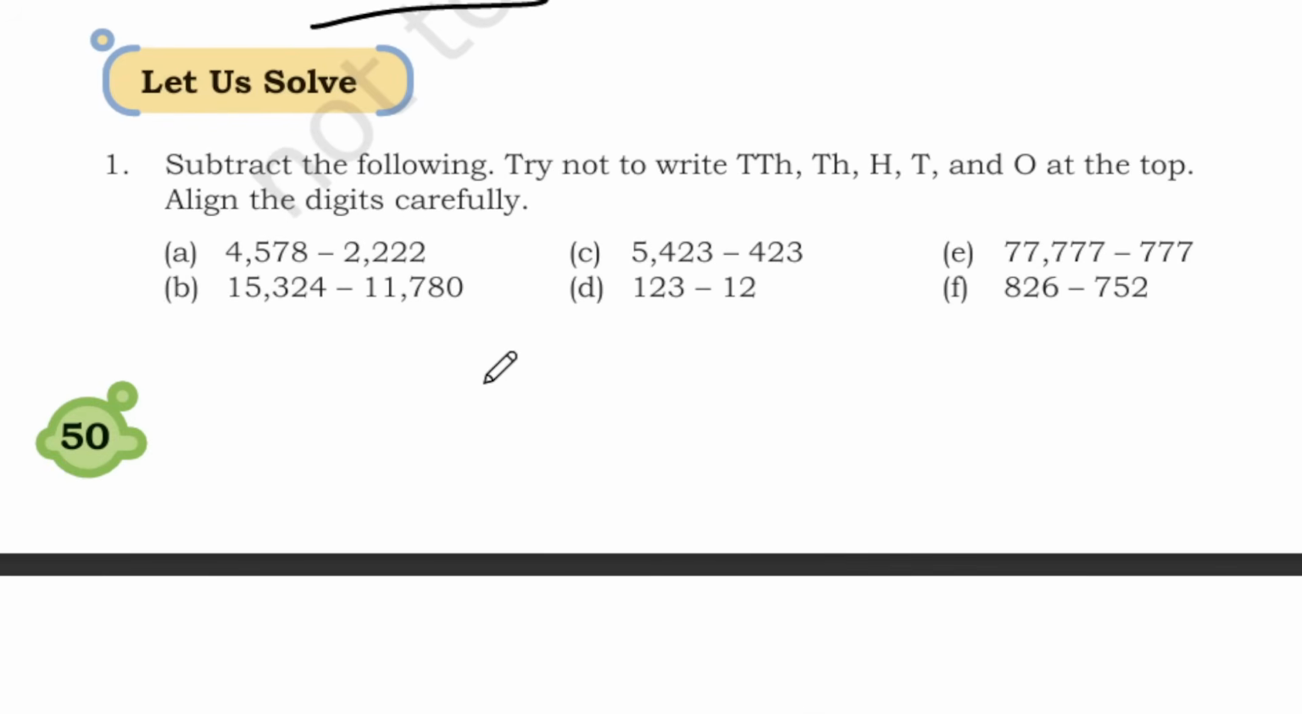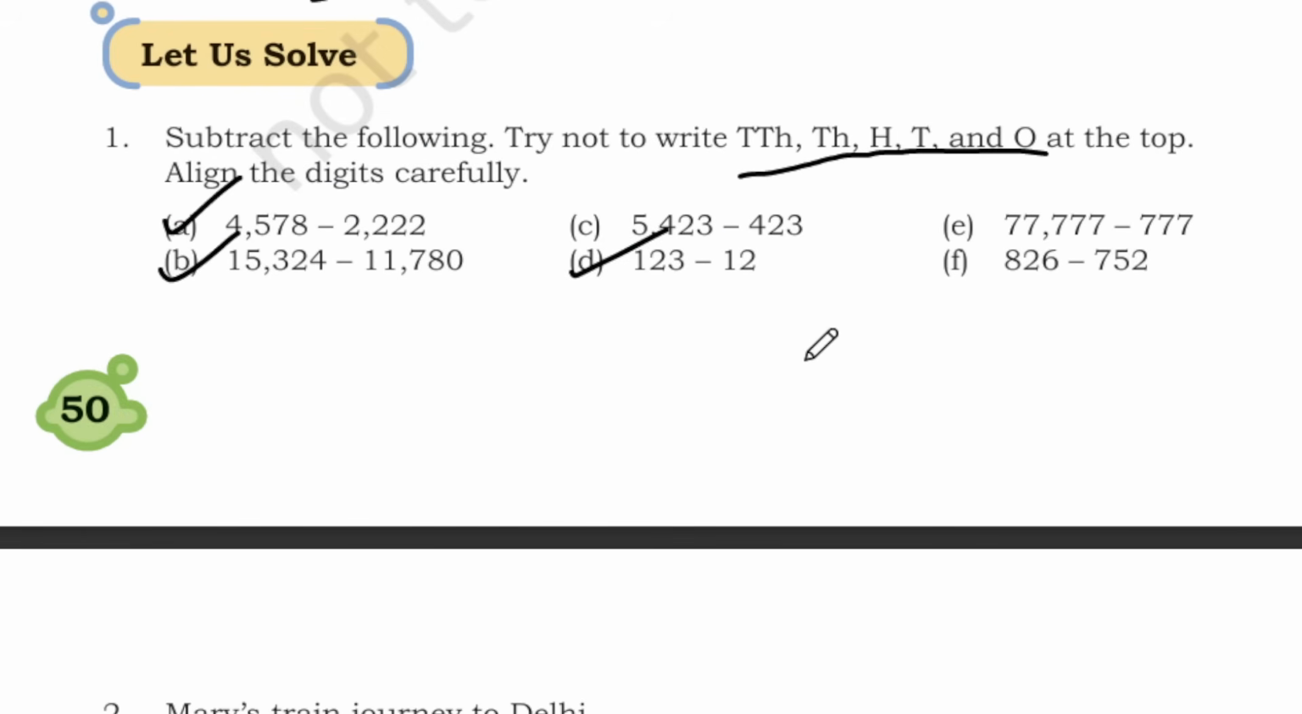Okay. Now we have few sums. Let us solve. Subtract the following. Try not to write these. So you should not write these and try solving it. I'm going to do A sum, D sum, and which one is the difficult one? B sum. Okay, rest is like homework for you. You can do it. So first, I'm not going to write the thousands here. Okay, I'm going to write here.